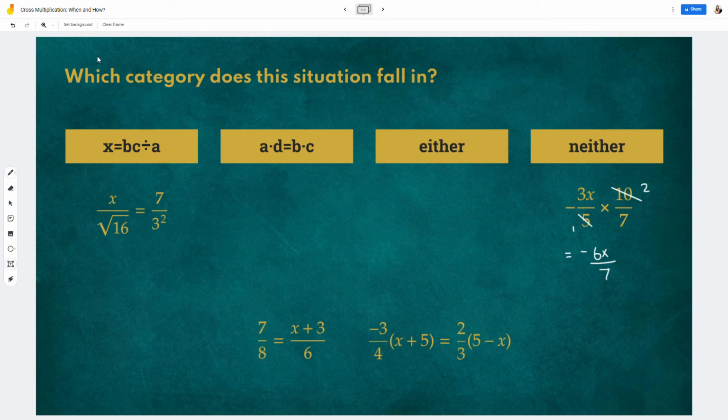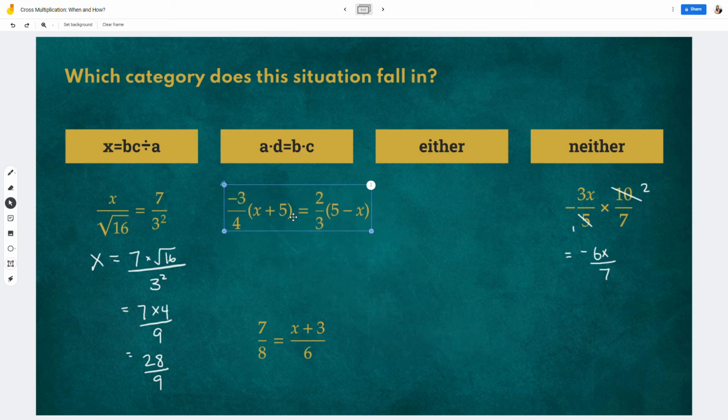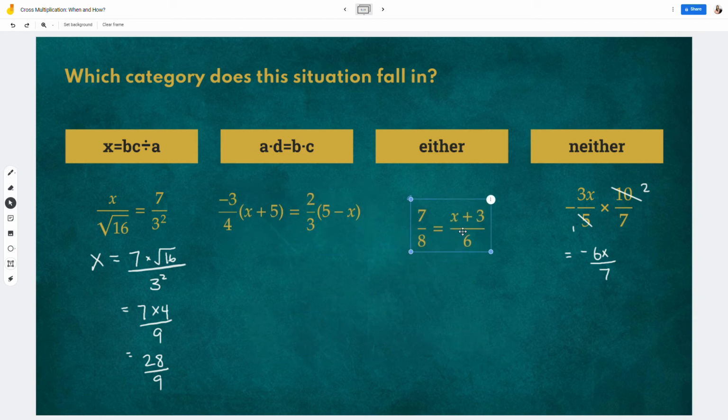It doesn't matter if b, c, and a have squares or square roots or fractions or whatever. We are still going to multiply the diagonal numbers together and divide by the other number. As I mentioned before, these brackets just go with the numerators of the fractions, so we have an a over b equals c over d situation. I'm going to put this equation over here, which then leaves the last one for the either category. By now you should understand that a times d equals b times c will give you the following.